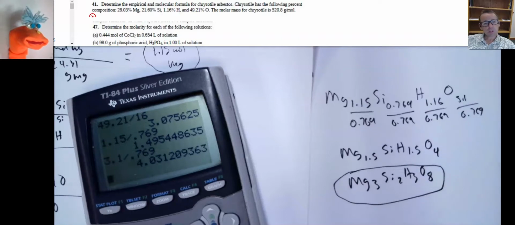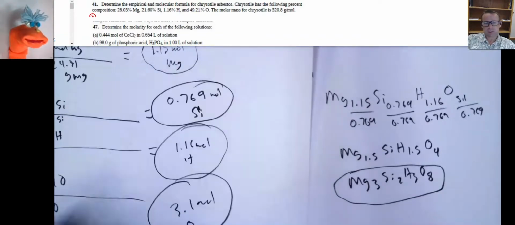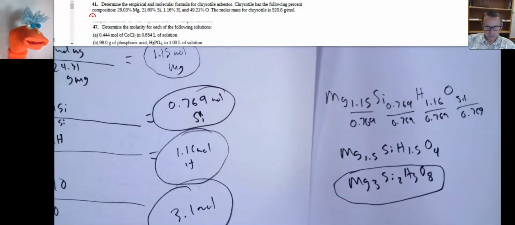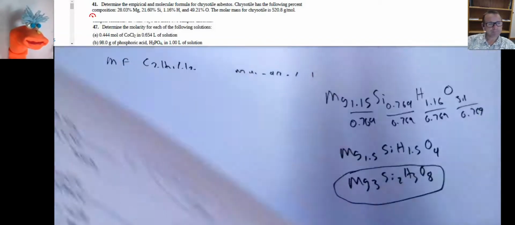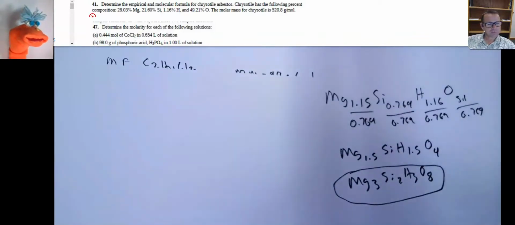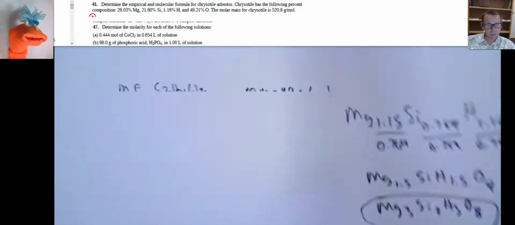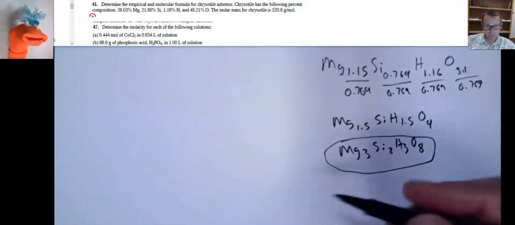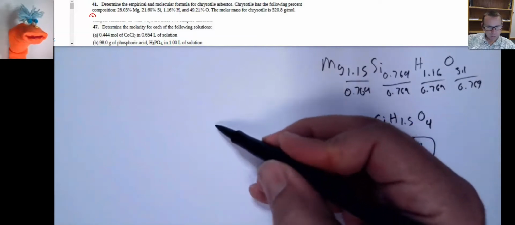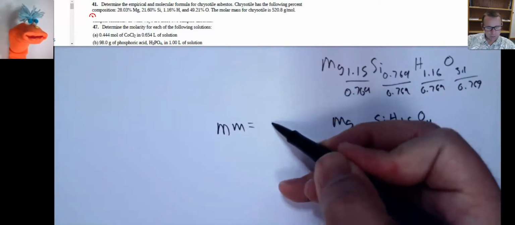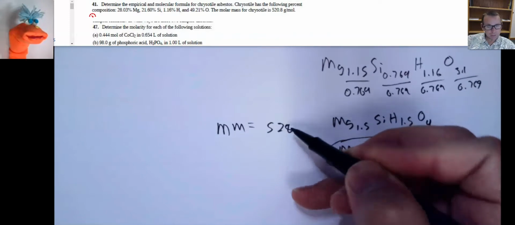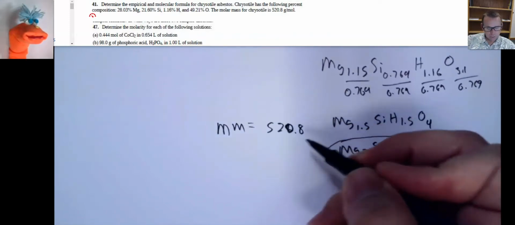There is our empirical formula. Oh look, they don't want just the empirical formula. They want the molecular formula, too. I didn't know this compound was a molecule, but they say its molar mass is 520.8 grams per mole. So the molar mass is given to us as 520.8 grams per mole.